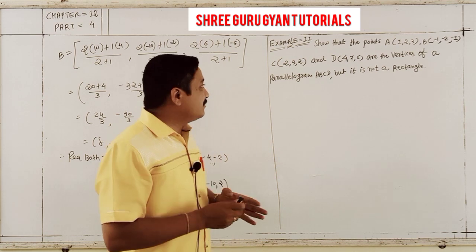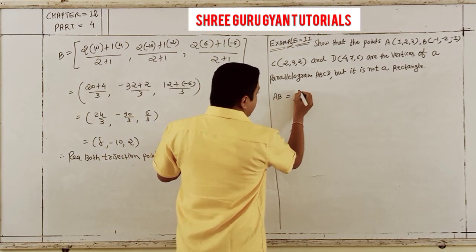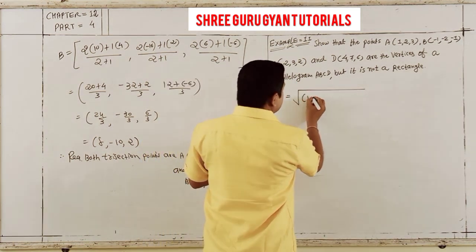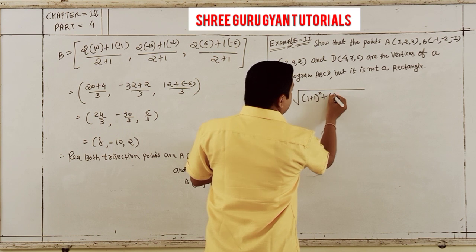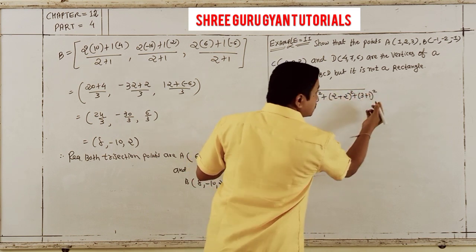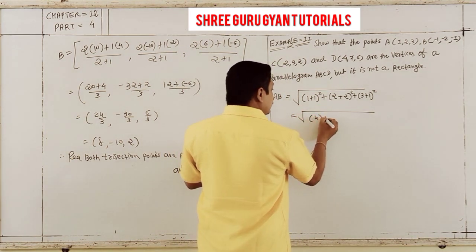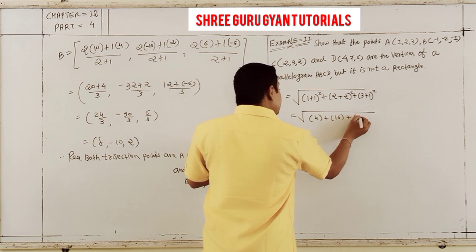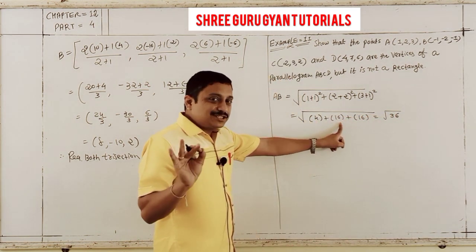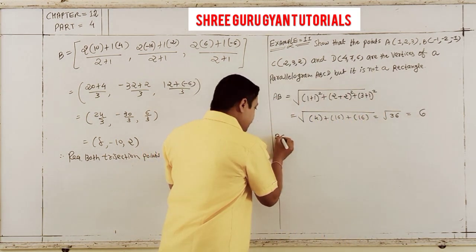Yes. So I will start first. Length of first side AB, apply the distance formula. So 1 plus 1 square, 2 plus 2 square, and 3 plus 1 square. It will go 2 square means 4, here 4 square means 16, and that also 16. It is root 36. 16, 16, 32 plus 4, 36. It will be 6.